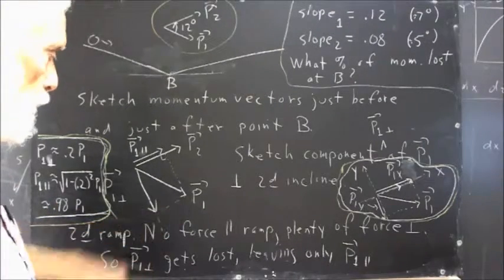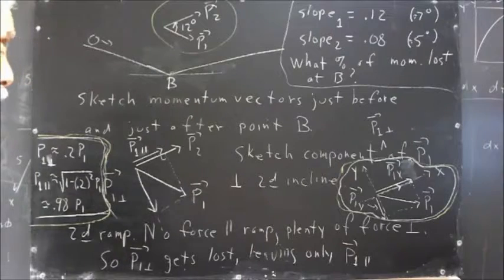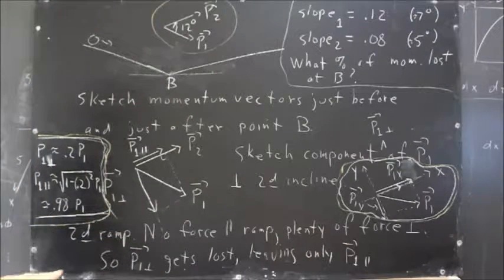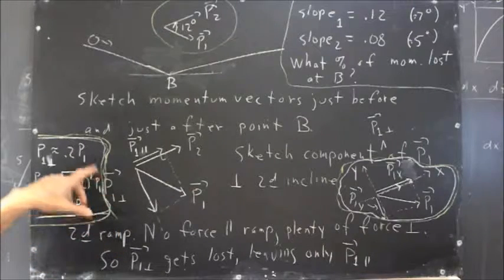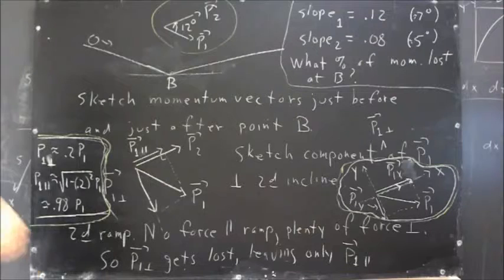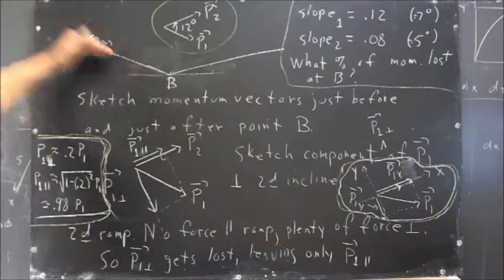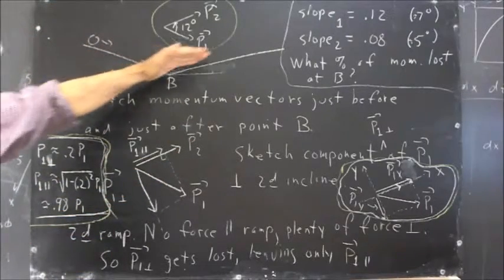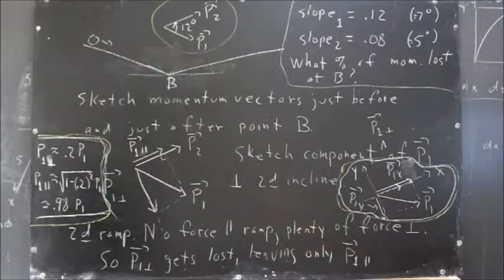So you want to be able to think about it both ways. One of those ways is going to be more valuable to you in a multivariable calculus type situation. Okay, but there are the components. Now, the question is, what happens to these components when the ball makes the transition from the first ramp to the second?